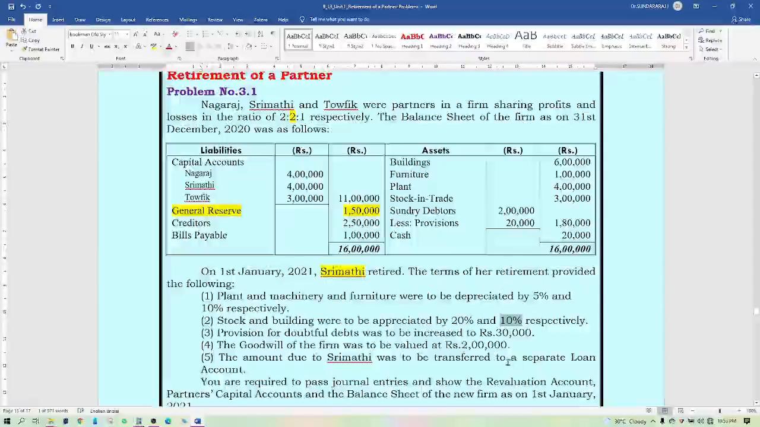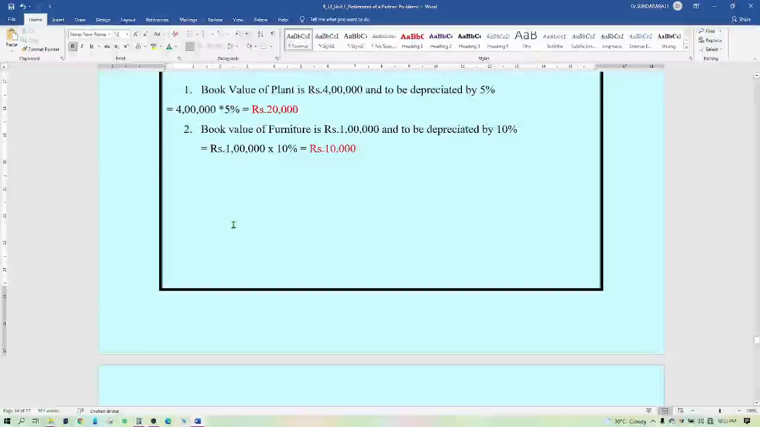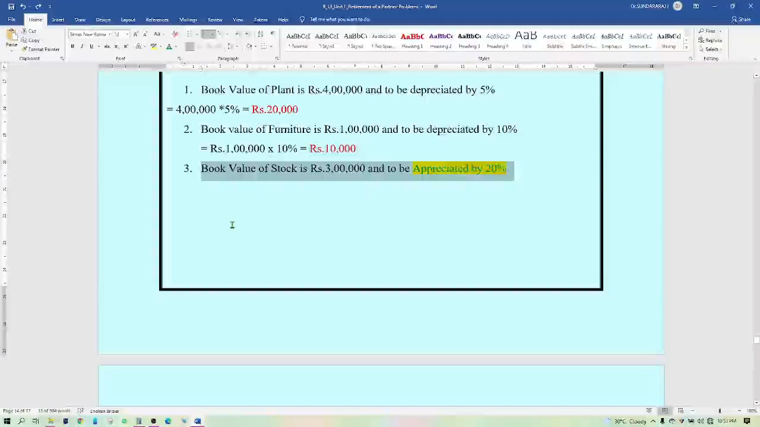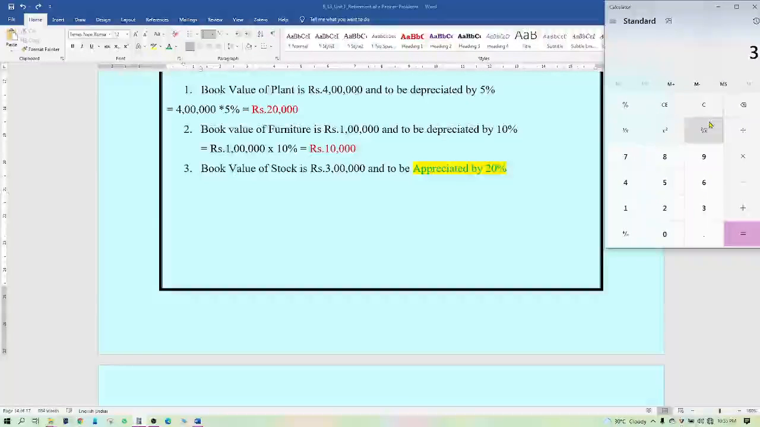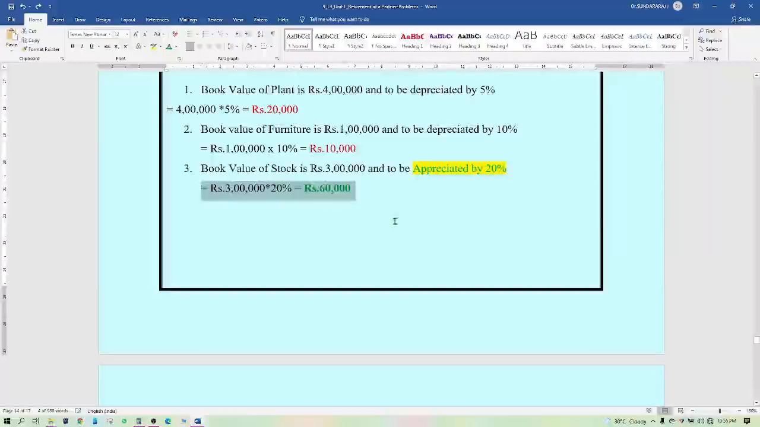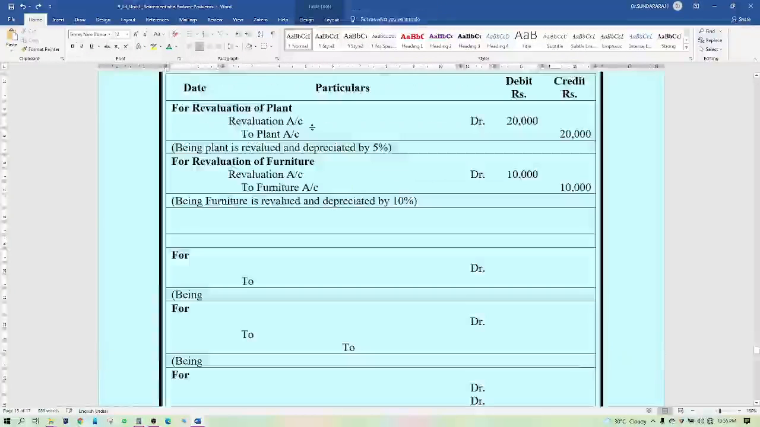Let us do the calculations. As we have seen in the balance sheet, the stock value is 3 lakh rupees and is to be appreciated by 20%. Therefore, 3 lakh rupees into 20% amounts to 60,000 rupees, which is to be credited in the revaluation account. Journal entry for appreciation of stock in the revaluation is the journal.